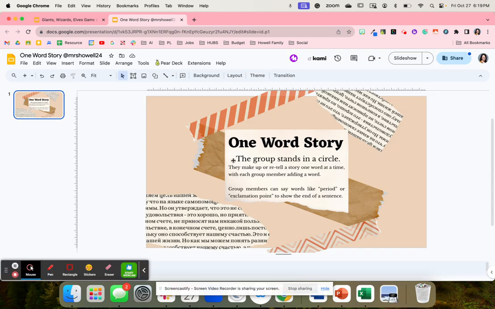One word story. So this one, the students stand in a group in a circle. And what they do is they make up or retell a story one word at a time. So this goes around the circle. For example, the team might start with one person saying, I. The next person, can. The next person says another word, and so on. And so they try to finish their story, but every single person in that circle adds a new word. If they need to add an end, they add a period or exclamation mark, and that shows that the sentence is done, and then a new one can start. So again, everybody in the group gets one word to go around.